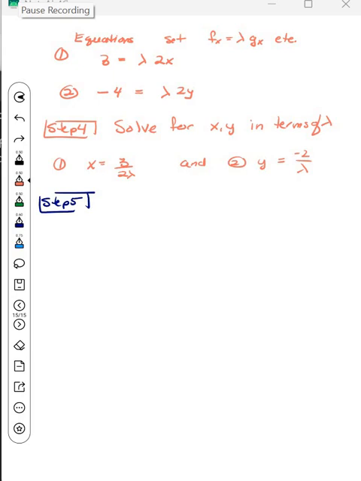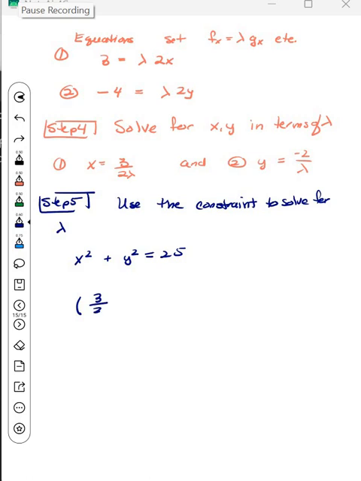Okay. Step 5. Now you use the constraint to solve for lambda. That's your hiking trail in blue. That was the formula. You take the x and the y and plop them in here. So instead of x, you're going to get (3/2 over lambda) squared plus (minus 2 over lambda) squared is equal to 25. Pop them in there.